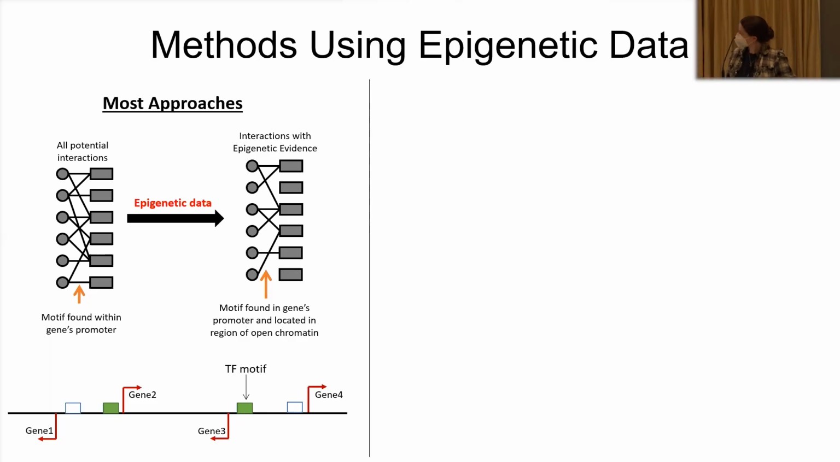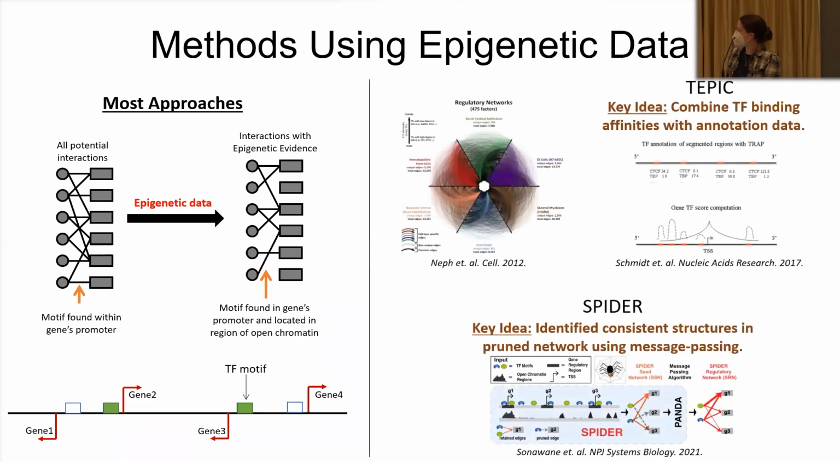And then going forward, here are just a couple papers and resources that use that approach. This was one of the earliest papers that came out that did this. They had DNA hypersensitivity in a number of cell lines, and they tried to build transcription factor to transcription factor networks in each of the cell lines. This is a more recent approach, TEPIC, that basically combines transcription factor binding affinities with annotation data, including distance from the TSS and chromatin data. And then SPIDER basically identifies consistent structures using the PANDA method, but taking into account the epigenetic context.